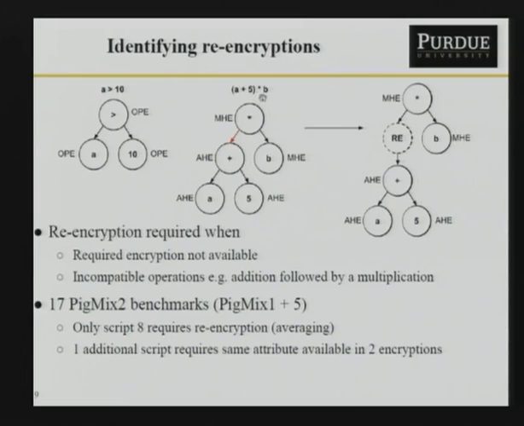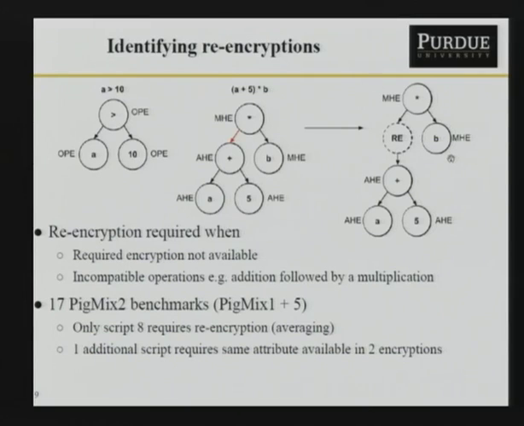The second one, which is A plus 5 times B, starting from the bottom up, you have the leaves, which are available in an AHE scheme, that's A and 5 are under an AHE scheme, and that allows us to do the addition. But now you want to do a multiplication, which requires MHE encrypted data. You have that for column B, but you don't have that for the results generated after the addition, which means you cannot proceed unless you perform a re-encryption, which is what we do here. We insert a node denoting that we need to re-encrypt our data, and that creates an expression tree that can be computed.